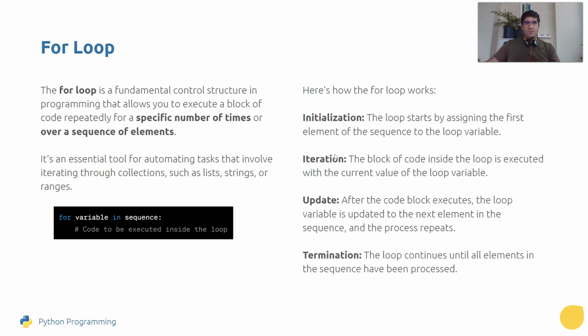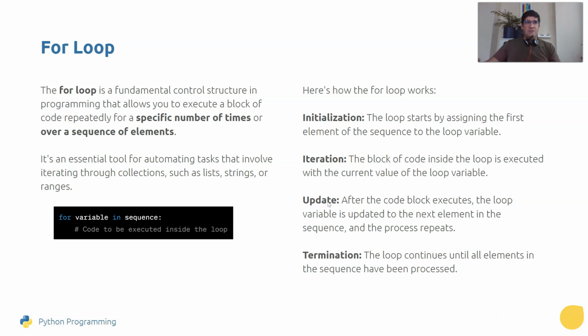If you want to break down the whole process, there are four steps to run a for loop. The first step is initialization, when the loop starts by assigning the first element of the sequence to the loop variable. After the initialization, there is the iteration. This block of code can be one line or maybe multiple statements or lines. Using the current loop variable, we will run the code.